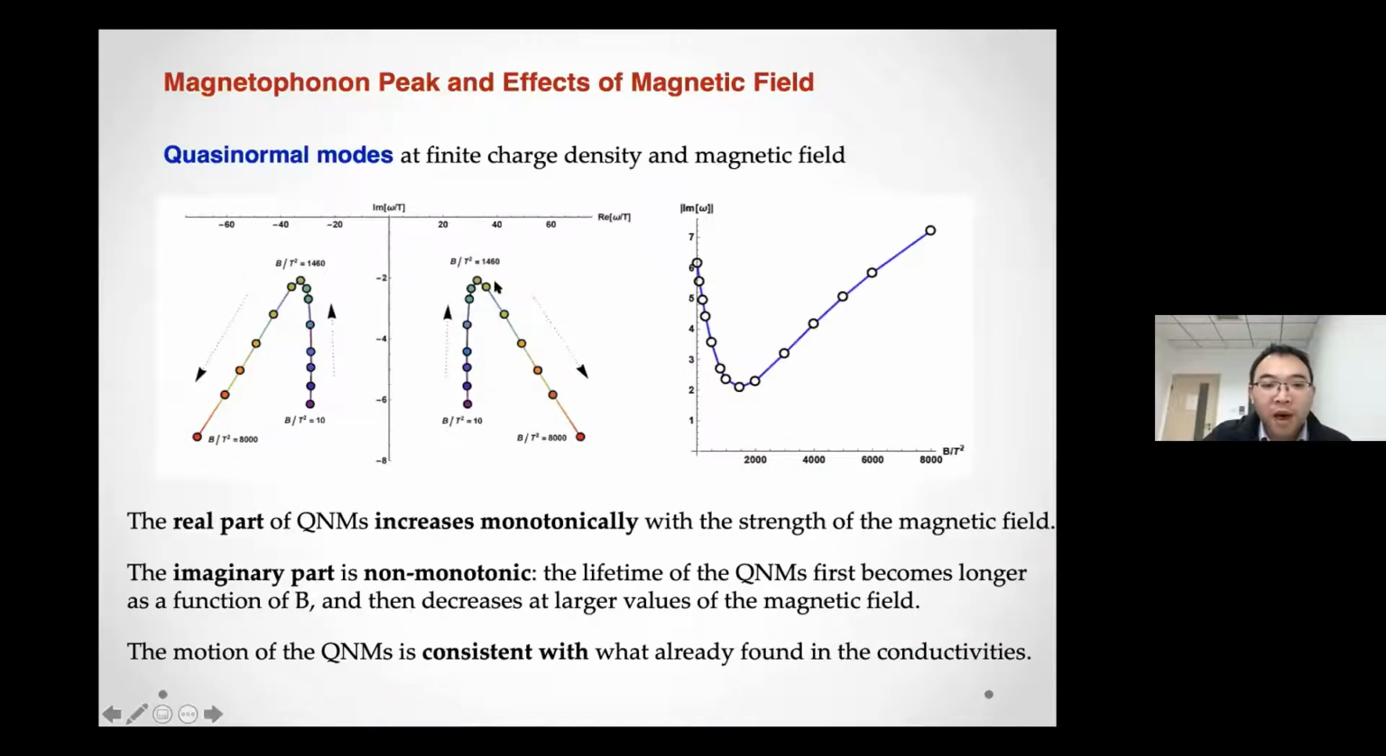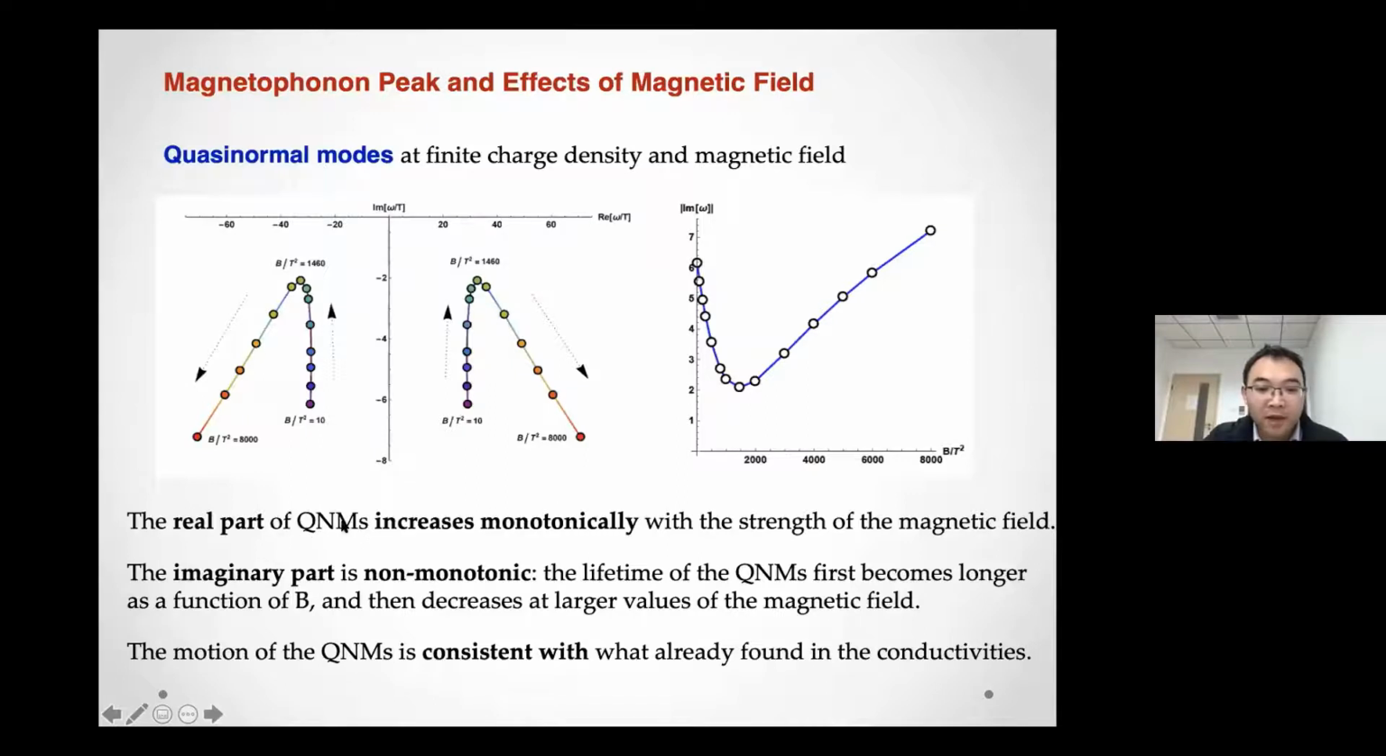So actually we can understand this feature from the quasinormal modes at finite charge density and magnetic field. Here we show the lowest quasinormal mode as we move in the magnetic field. You see this behavior. The real part just increases as we increase the magnetic field, and for the imaginary part we have non-monotonic behavior. So the imaginary part of the quasinormal mode first decreases and then increases.